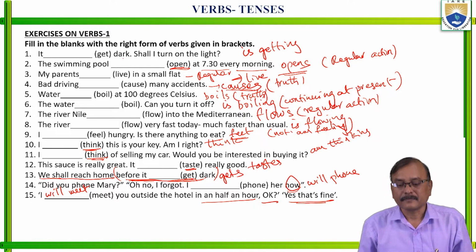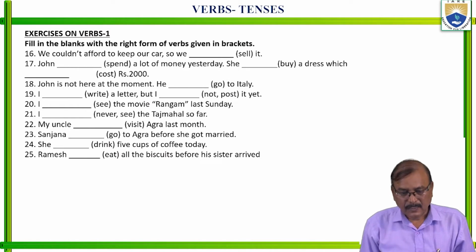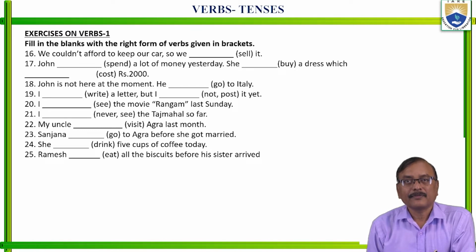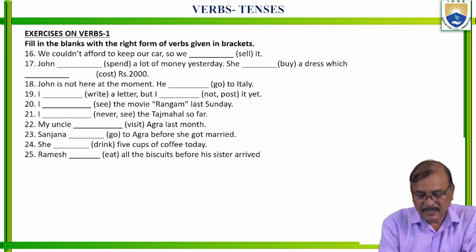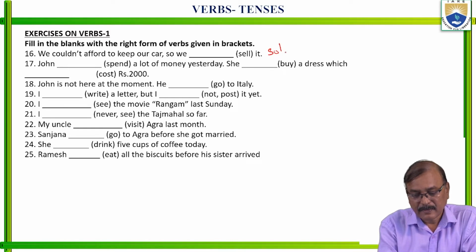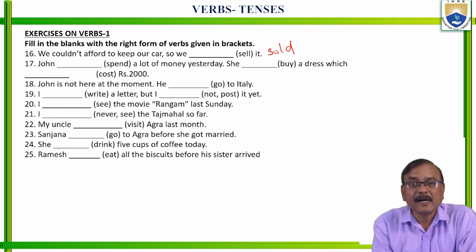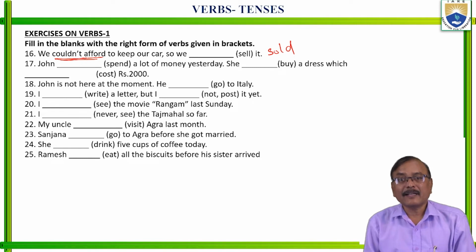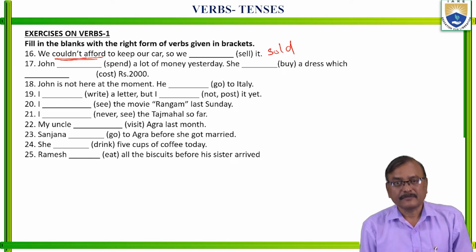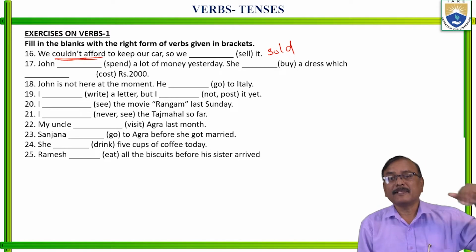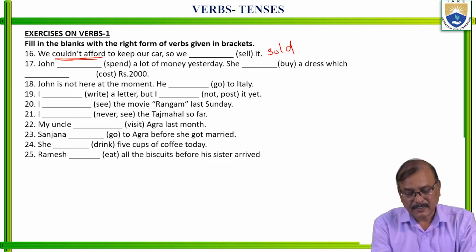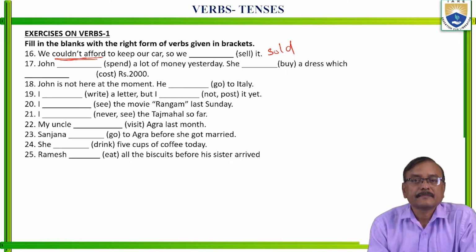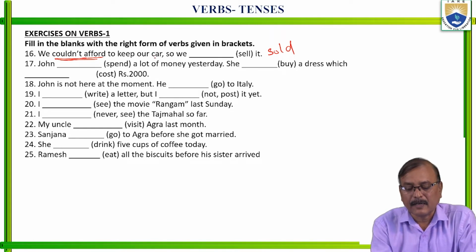Next. We couldn't afford to keep our car. So, what is the answer here? We sold it. Why is it past here? See, we couldn't afford is past. We can't afford means it may be present or future. But we couldn't afford means it is past. When this one is past, the next one, its consequence, will also be in past. We couldn't afford to keep our car, so we sold it.